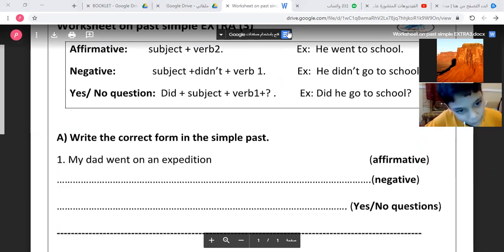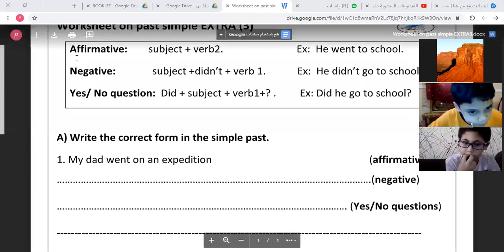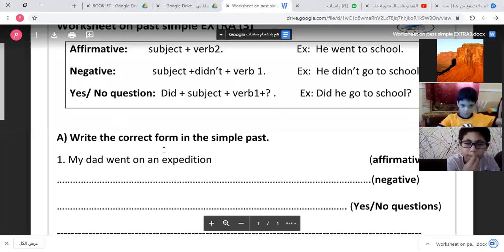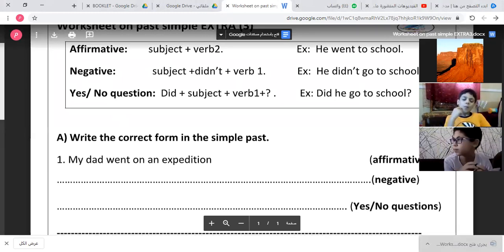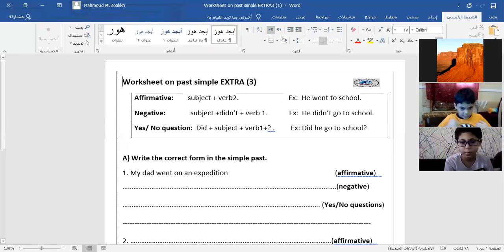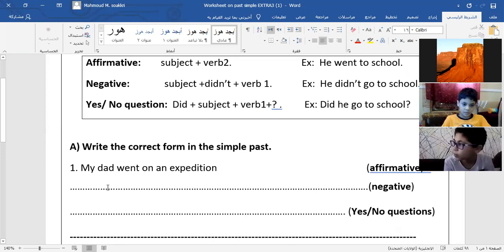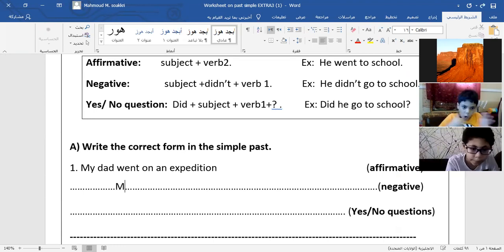Ziad? Here, Ziad, we have a sentence: My dad went on an expedition. We want to change this sentence into negative. In negative, we start with the subject. The subject is my dad.